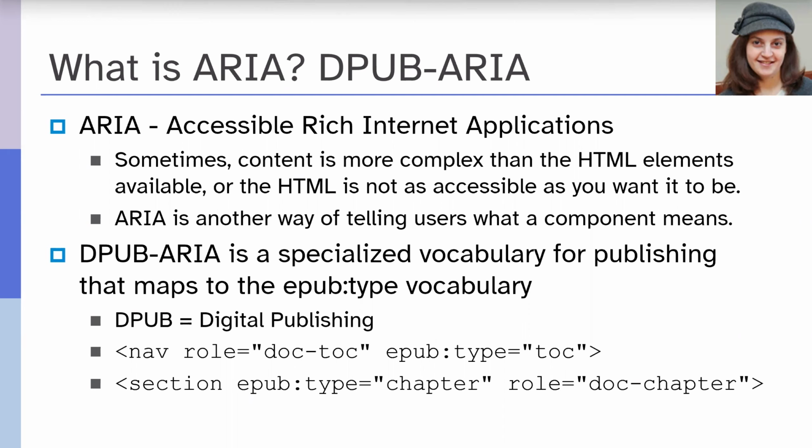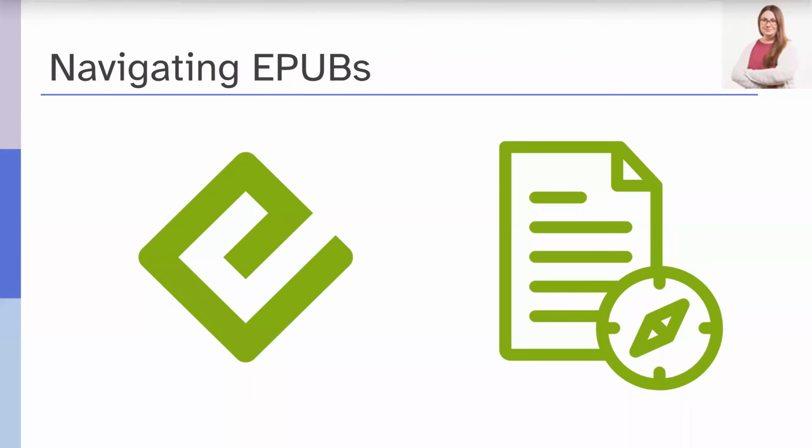EPUB type equals chapter is more useful for internal processing purposes, so you know that this HTML file is a chapter, but it doesn't actually have any accessibility meaning except for that role equals doc chapter. And now I will pass this back to Rachel.